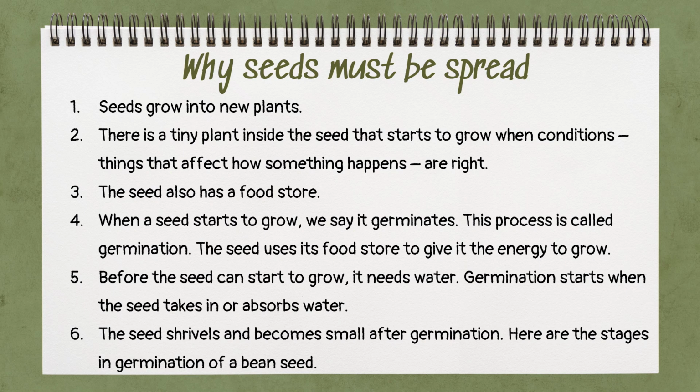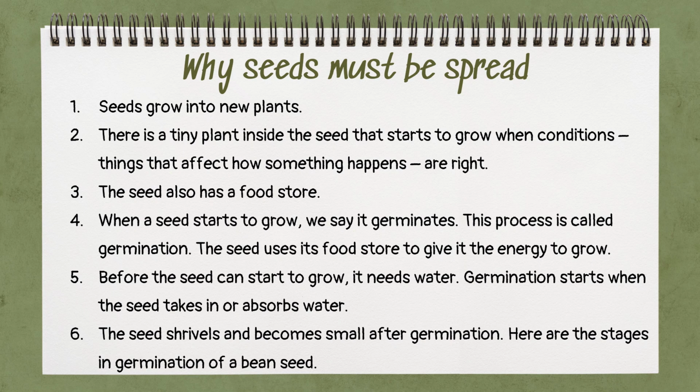Okay, why must seeds be spread? Seeds grow into new plants. There is a tiny plant inside the seed that starts to grow when conditions, things that affect how something happens, are right. The seed also has a food store. When a seed starts to grow, we say it germinates. This process is called germination.